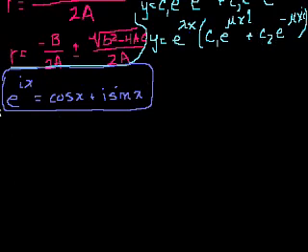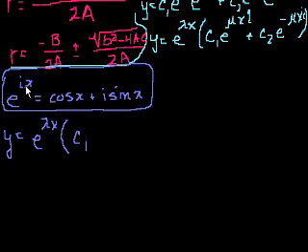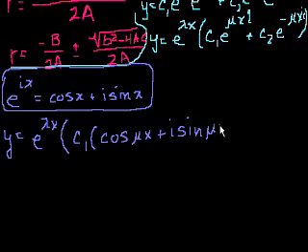So we can rewrite that as y is equal to e to the lambda x times, let's do the first one, c1, it's e to the mu xi. So instead of an x, we have a mu x. That will be equal to cosine of whatever's in front of the i. So cosine of mu x plus i sine of mu x.